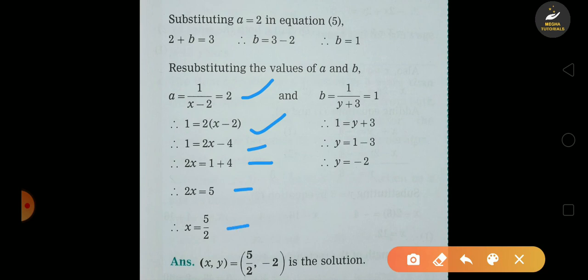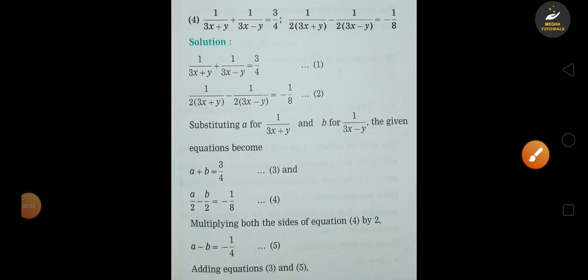On this side, for b is equal to 1 upon y plus 3 is equal to 1. Taking inverse you will get 1 is equal to y plus 3. After transposition you will get y is equal to 1 minus 3, therefore y is equal to minus 2. Therefore the solution for the given equations is x comma y is equal to 5 upon 2 comma minus 2.